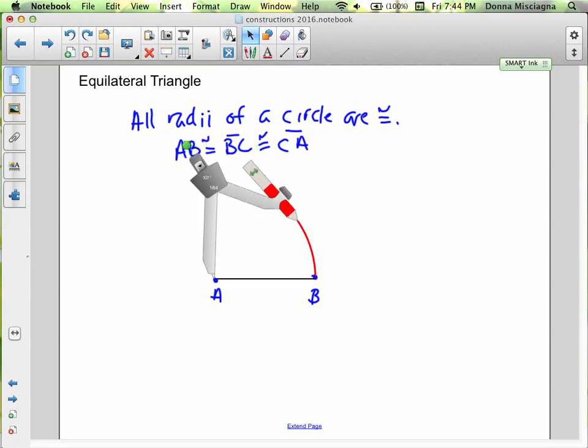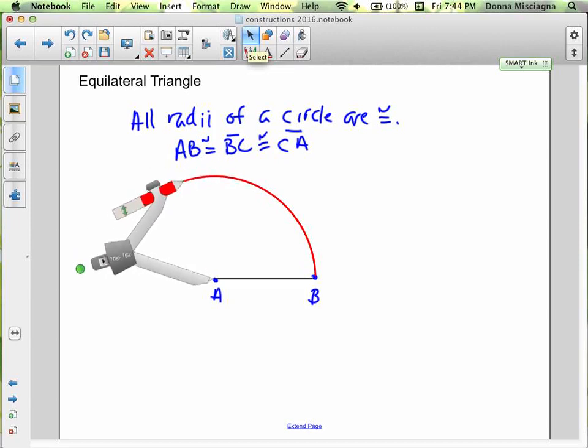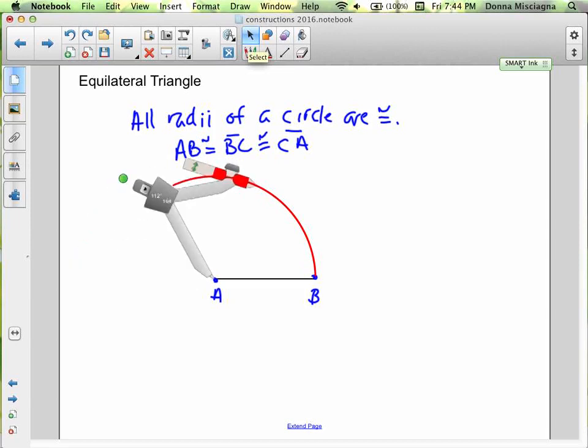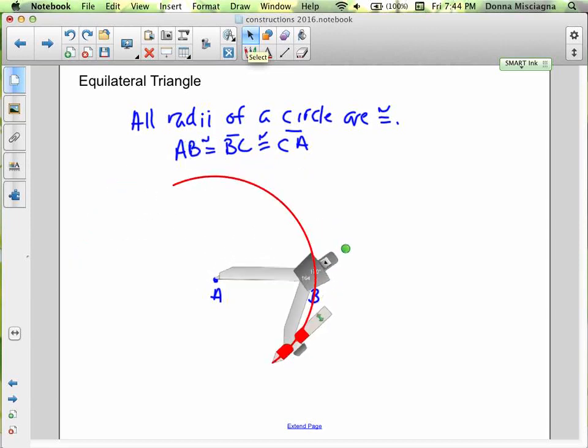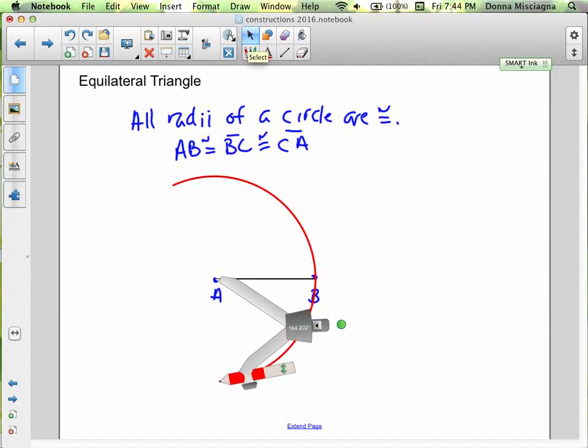Now, if I don't want a whole circle, maybe I don't have that much space on my paper, right, I could just draw an arc. All right, I just want to make it kind of big enough. So like half a circle would be fine. I don't really have to complete the circle because I don't really care what's on the other side of A.